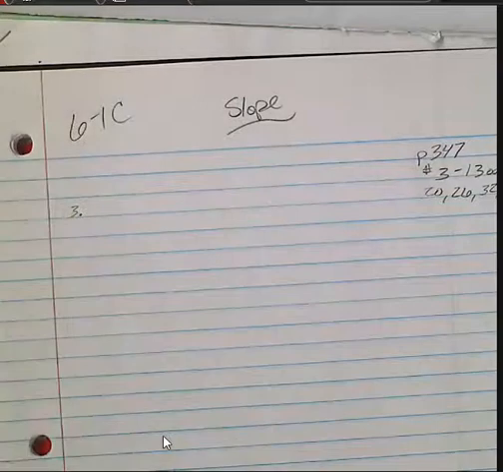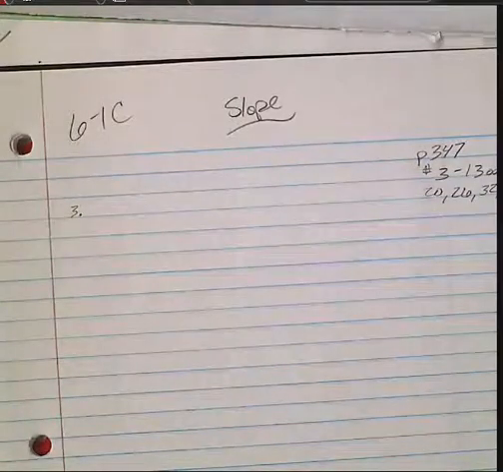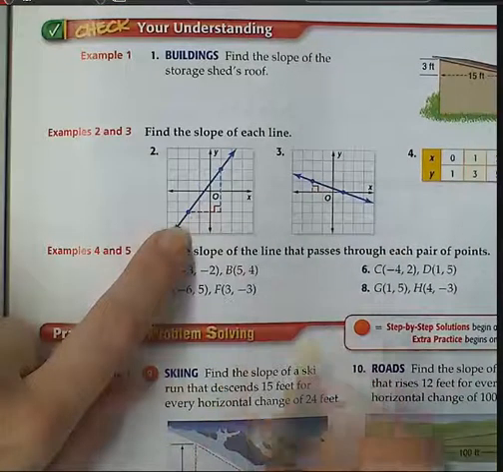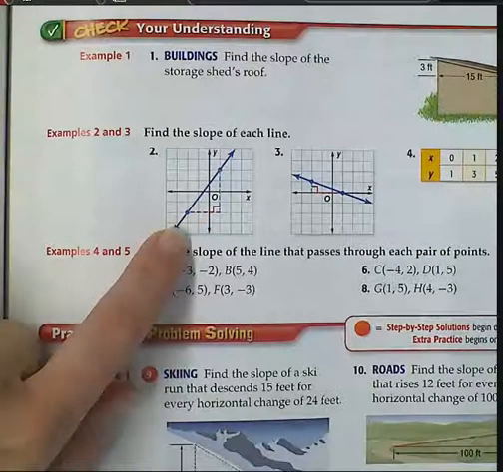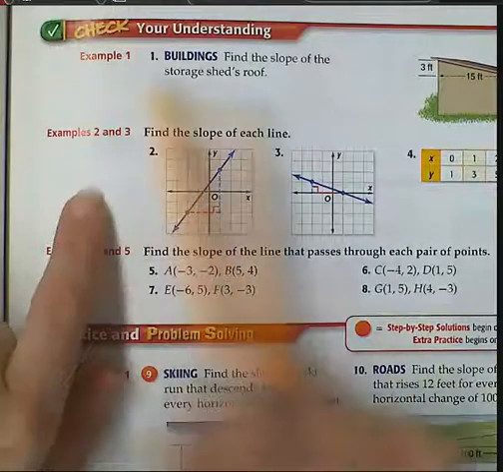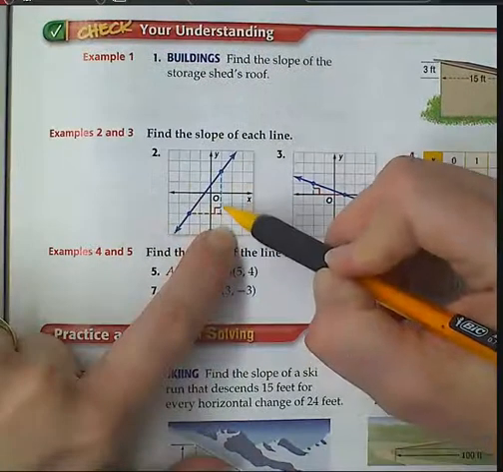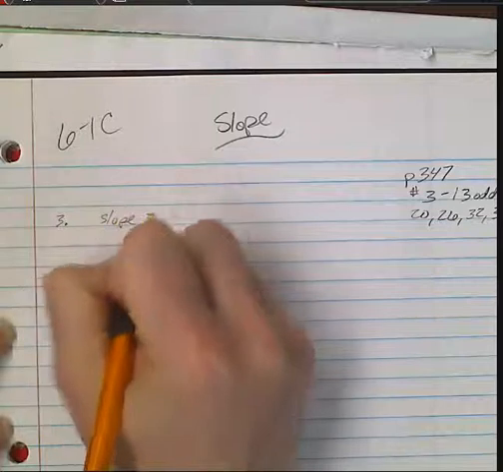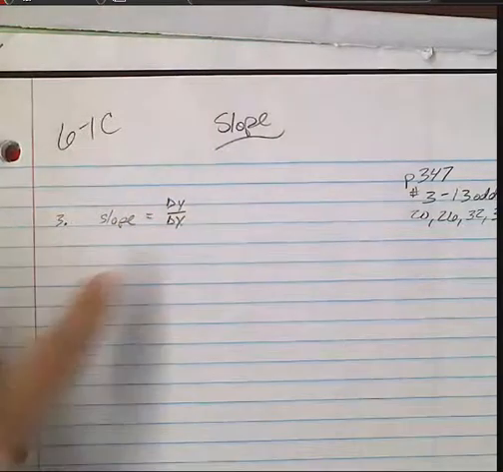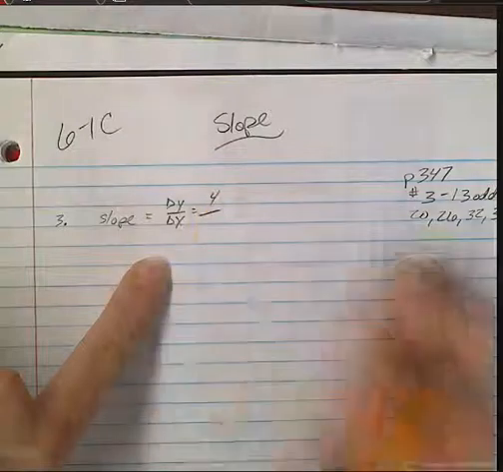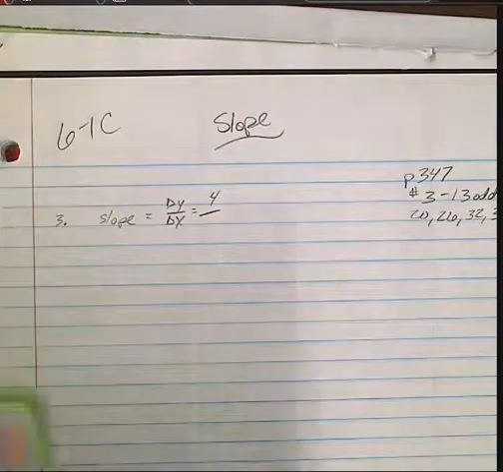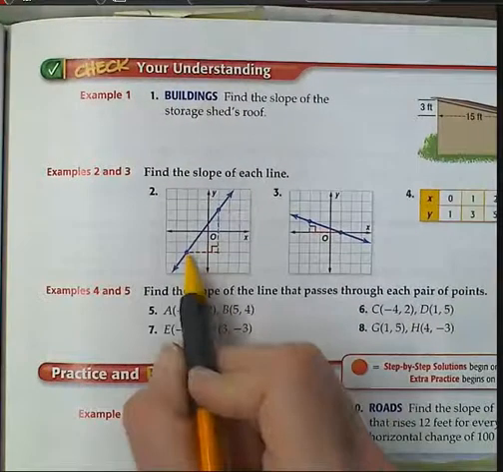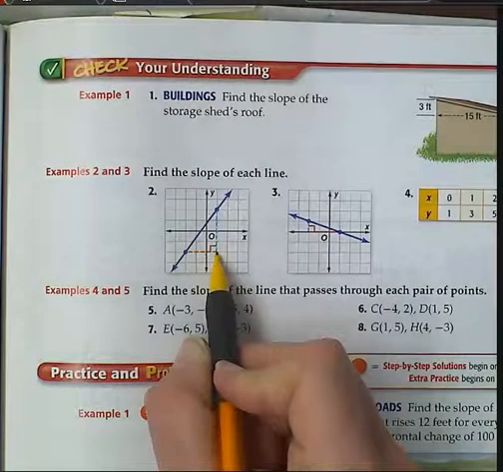3 says find the slope. Is this going to be a positive slope or a negative slope? Positive or negative? Because why? Good. If it's going up on my pencil, it's positive. How many does it change in the y direction? 1, 2, 3, 4. And so the slope equals the change in y over change in x. You are required to write this today. Change in y over change in x. It's going up 4. How much is it going over? 1, 2, 3.